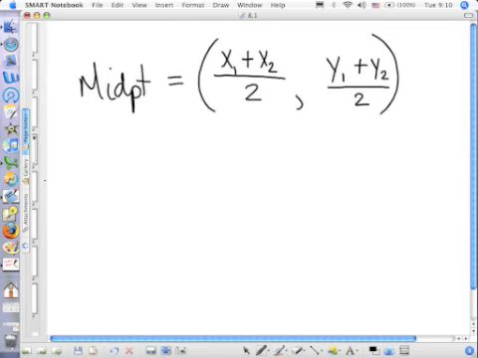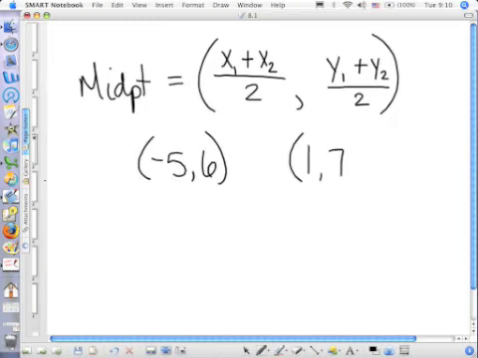Find the midpoint between these two. Negative 5, 6 and 1, 7. Write it down. Please don't do it in your head yet.